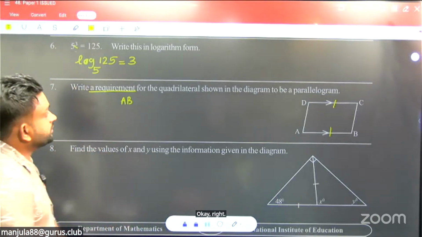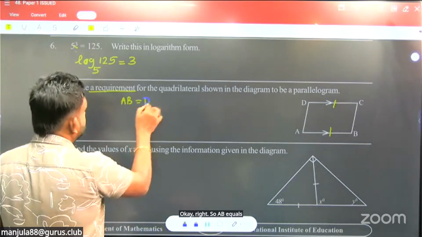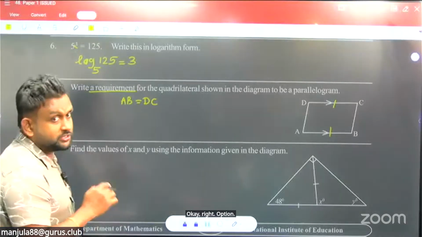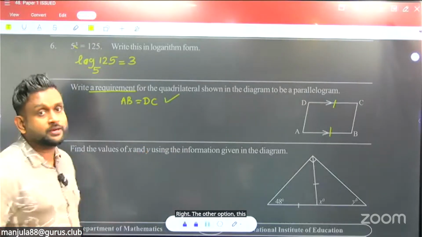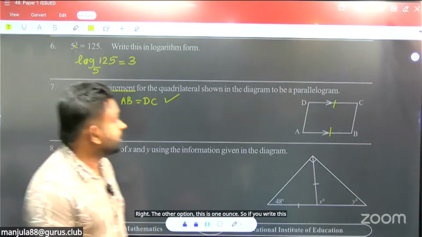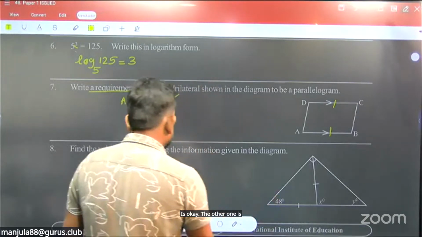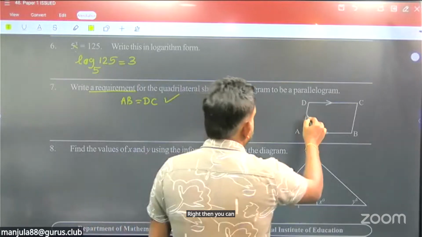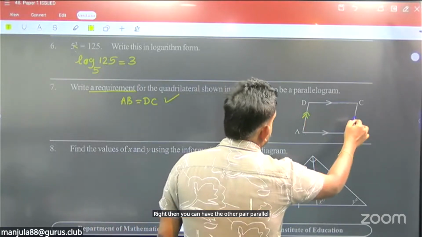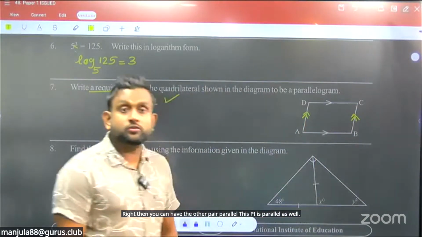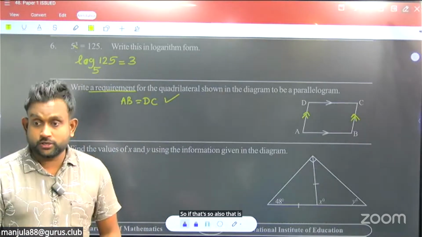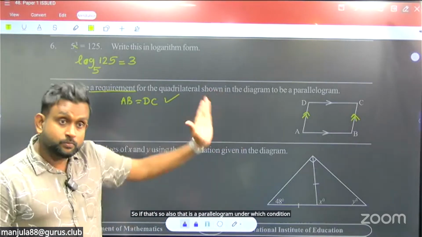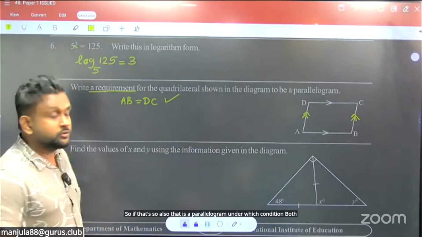So AB equals DC, one option, right? The other option, this is one answer. If you write this one, that is okay. The other one is one pair is parallel, then you can have the other pair parallel. This pair is parallel as well. So if that's so, that is a parallelogram under which condition: both pairs are parallel. So this is one answer.